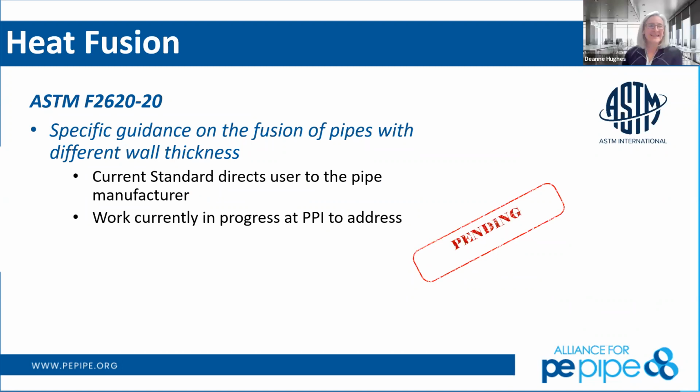Right. Good point. Some projects are in the works, and I don't know that it's going to be especially of interest to this crowd, but I will note it. PPI is currently working on some guidance around fusing different wall thicknesses. F2620 deals with a difference in wall thickness of up to 10%, and that is certainly still fusible within F2620 as it's written. But there's some work being done at PPI to address truly different DRs so that your inside and outside diameters might be different. So just wanted you to know that that work is in progress.